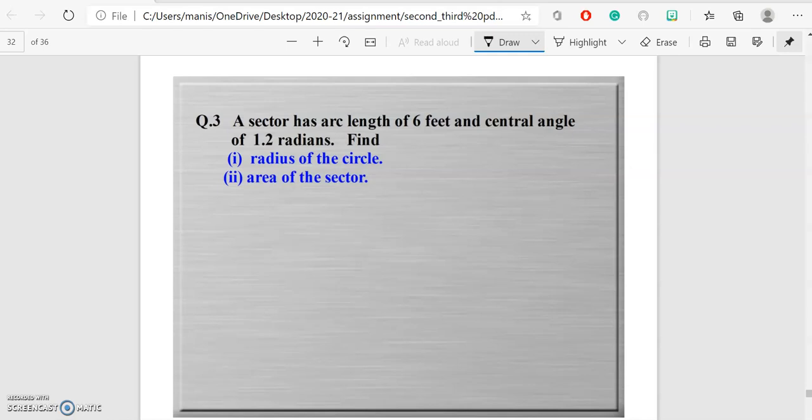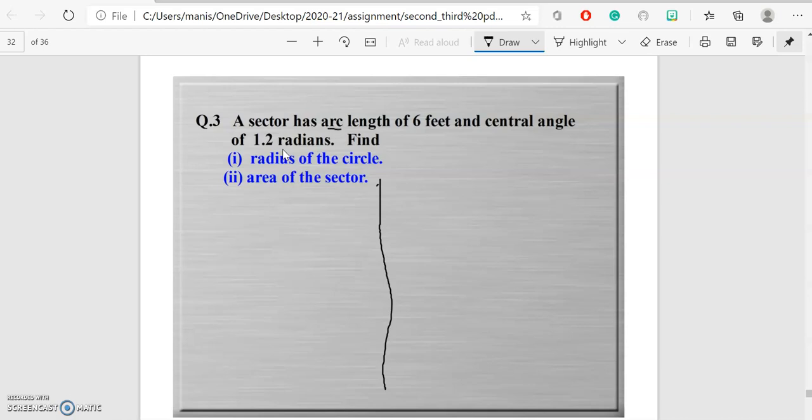A sector has arc length of 6 feet and central angle of 1.2 radians. Find the radius of the circle and then find the area of the sector. So I will divide my page into two columns over here. Now I will read the question again.